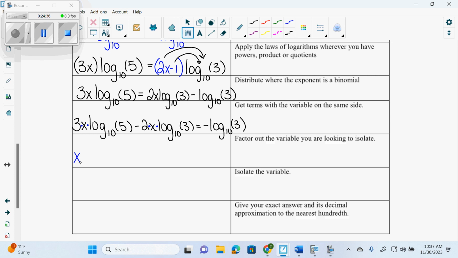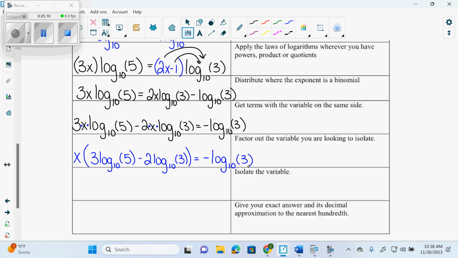So if I take an x out, I'm now left with what? x times (3 log base 10 of 5 minus 2 log base 10 of 3) equals negative log base 10 of 3. It seems way more complicated than it is, guys. We are literally one step away from having the decimal answer, and then use what we just learned to get the exact value.